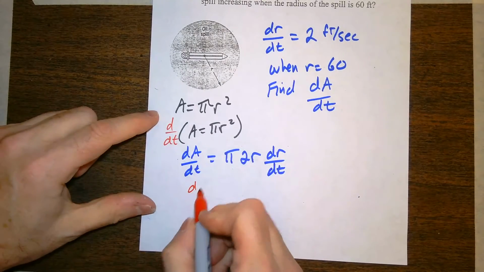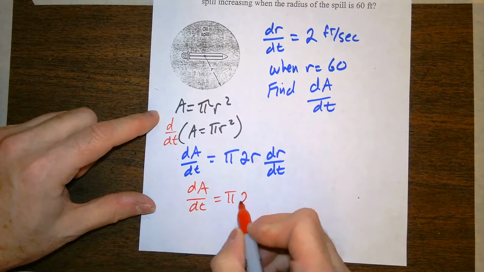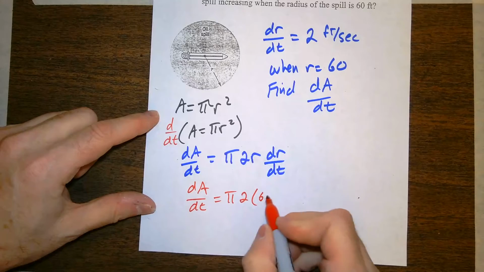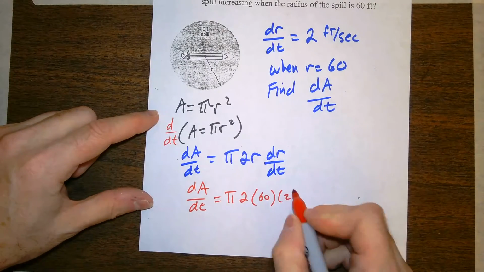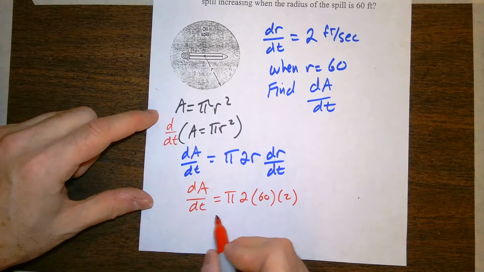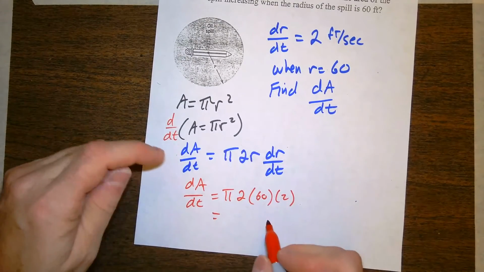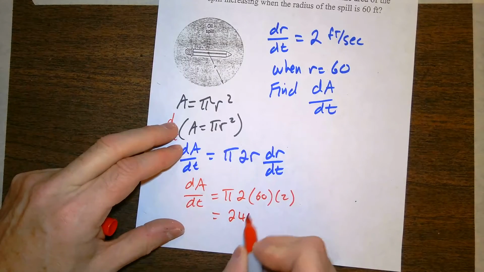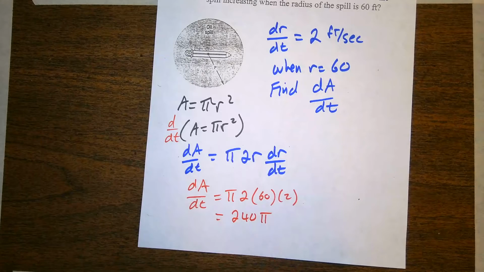And the rate of change of the area over time is pi times 2 times the radius, which is 60, and the rate of change of the radius is 2. So multiply all this together. 2 times 60, 120, 240 pi is my dA/dt.